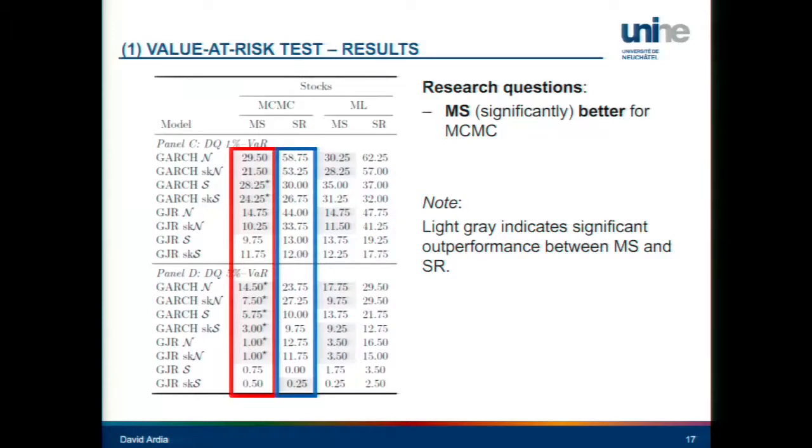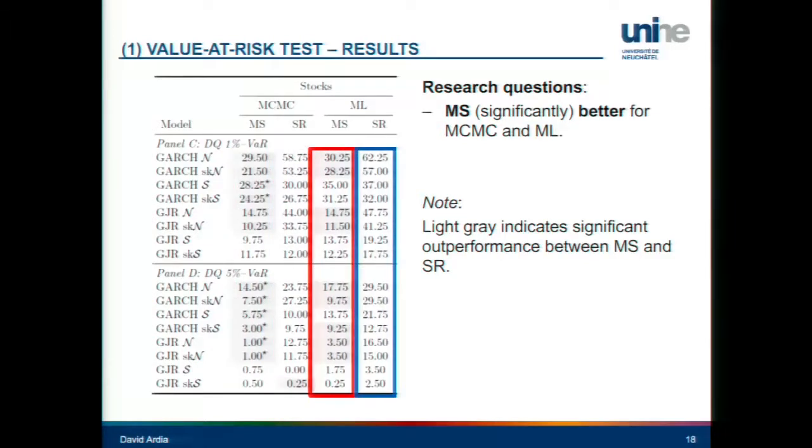So the first question is to compare the red part with the blue part, i.e. within the MCMC class, or MCMC estimation method, do we see something lower for Markov switching? And this is clearly the case, right? And in light gray, I don't know whether this is clear on the screen, we perform a significance test. So we can conclude that Markov switching significantly outperforms single regime with the MCMC estimation strategy. Results are the same for maximum likelihood, right?